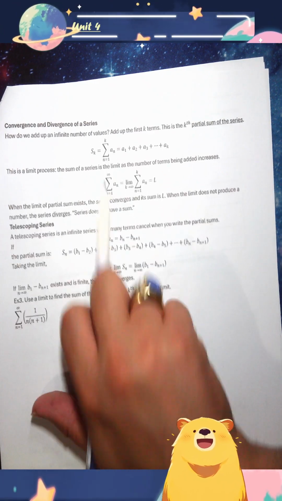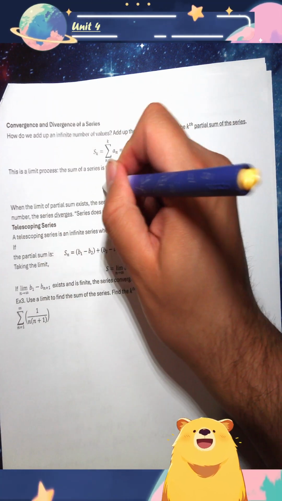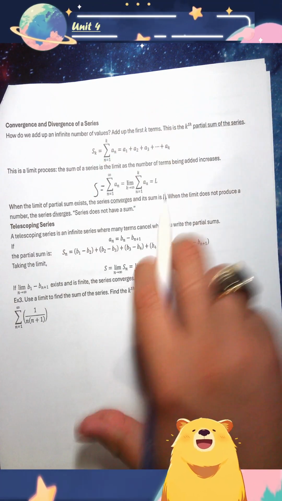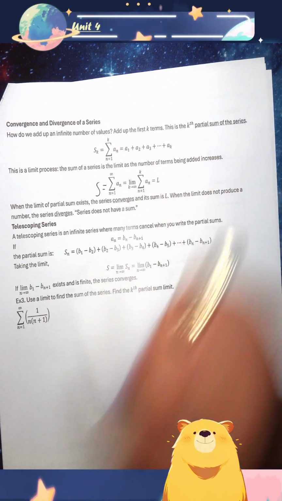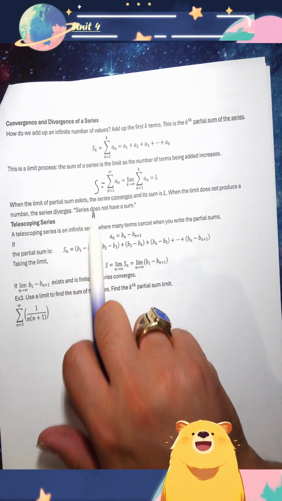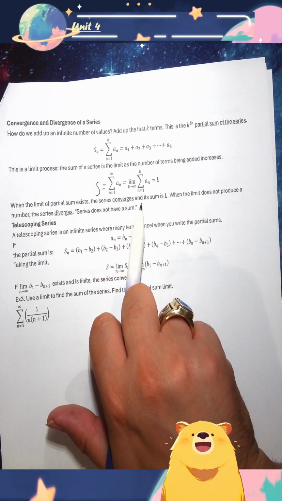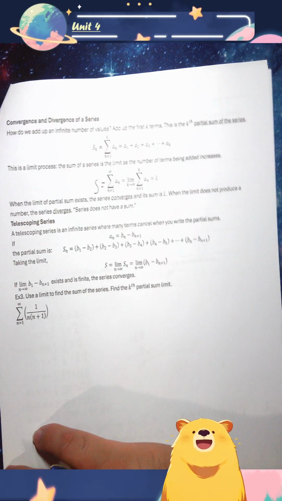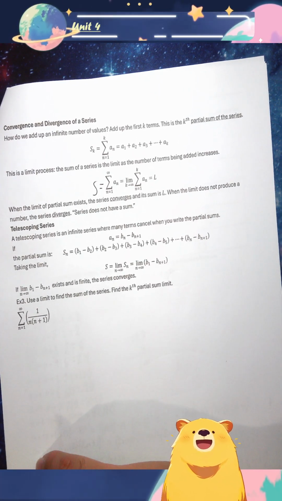So we can rewrite this, which is what we're trying to figure out, which is the S without a subscript, as this. When the limit of a partial sum exists, the series converges and its sum is L. When the limit does not produce a number, the series diverges.